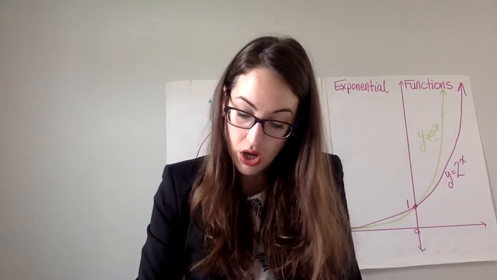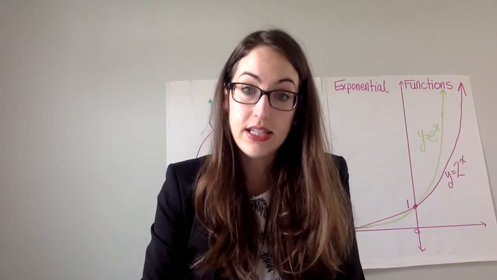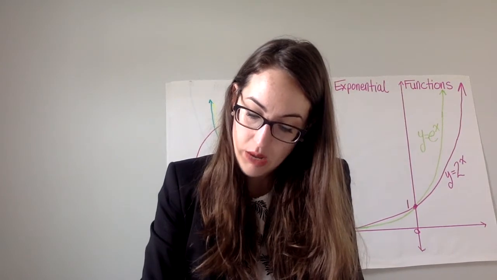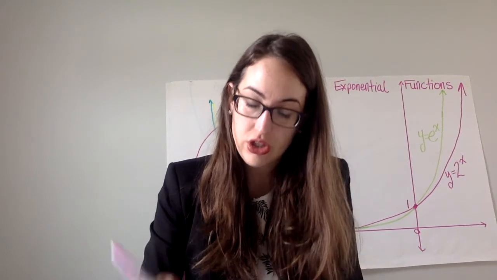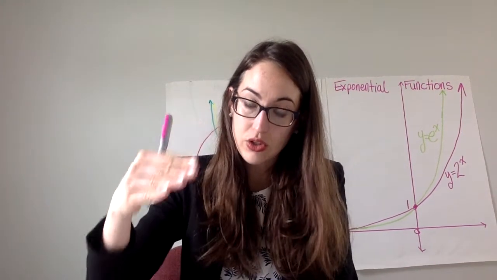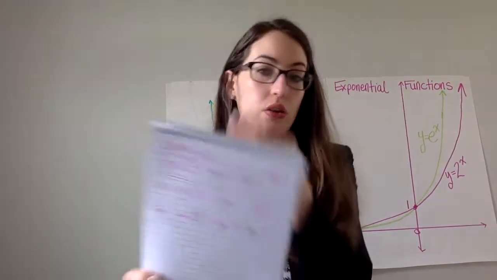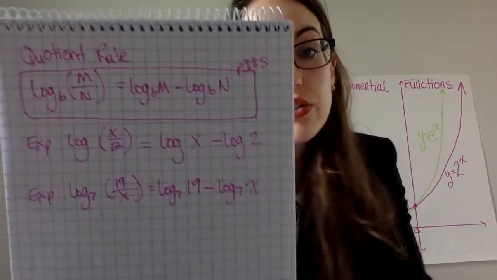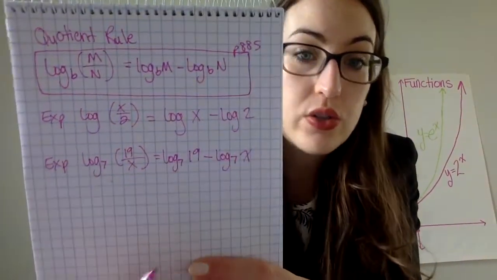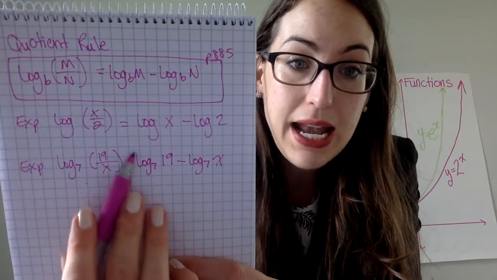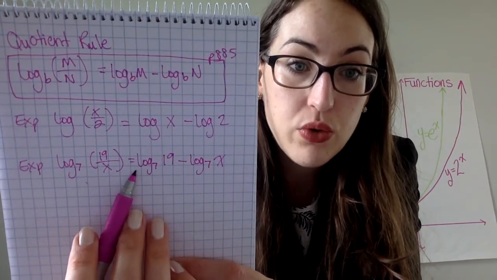Write it twice. So log base 7 of the 19, the numerator, comes first, and then the denominator, you're subtracting the denominator. Just like you were dividing by the x, now you're subtracting the x. So log base 7 of x. The order here matters. If I switch that 19 and x, then those would not be equivalent things.